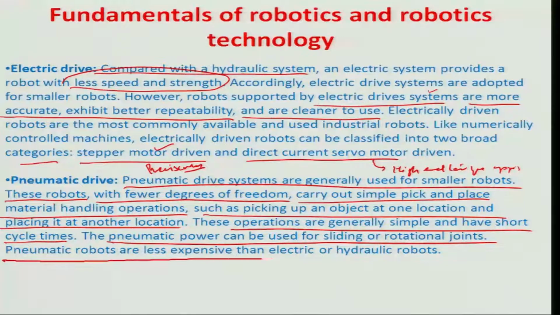Pneumatic robots are much less expensive than electrical and hydraulic, because you do not need to develop much of a control system. All you need to do is to actuate and deactuate the various valves in a certain sequence, so that the airflow can actually make the robot do mechanical work. So, that is how the power systems are classified, categorized.